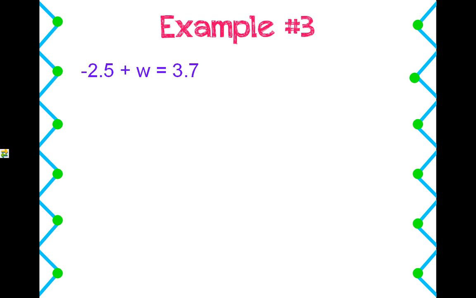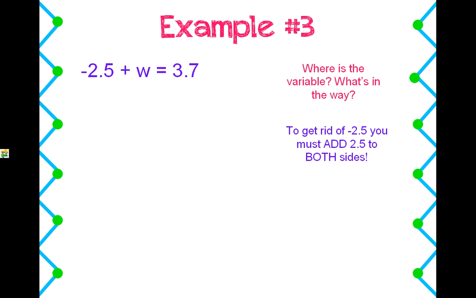Example number 3. Decimals. Don't let them confuse you. You're doing the same thing. Where is the variable and what is in the way? To get rid of a negative 2.5, you must add 2.5 to both sides. Negative 2.5 is in our way. Now, if you notice, there's no operation in front of negative 2.5. It doesn't say subtraction. It doesn't say addition. But don't let this get you confused.